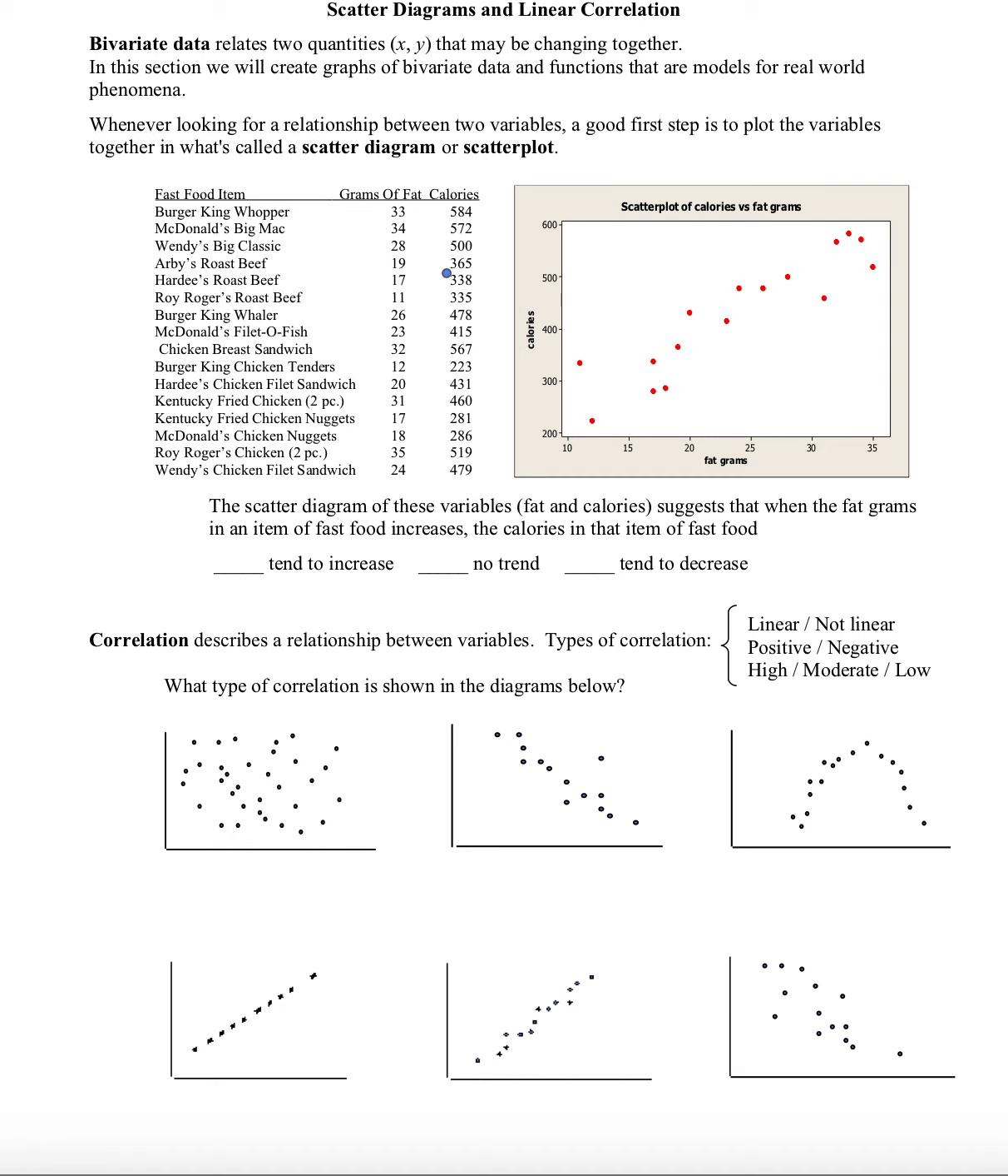So one of these dots represents the highest amount of calories here, the Burger King Whopper. The x is the horizontal and the y is the vertical. So if we go over 33, okay, and then up 584, we should find the highest number of calories of all. This dot right here represents the Whopper.